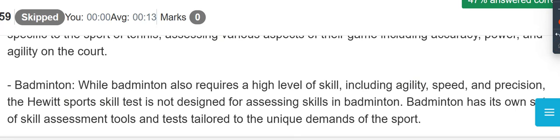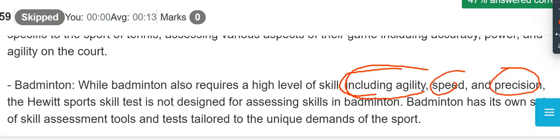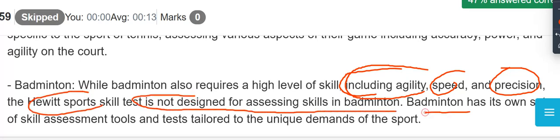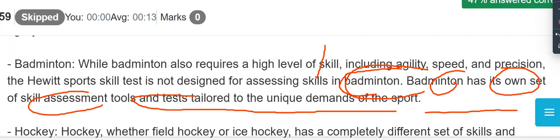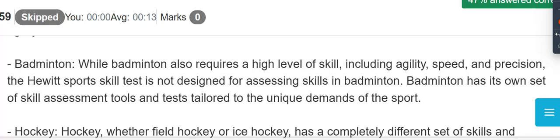Badminton, while badminton also requires a higher level of skill, including agility, speed, precision. Hewitt sports skill tests are not designed for assessing that skill. Badminton has its own skill assessment tools and tests tailored to its unique demands.